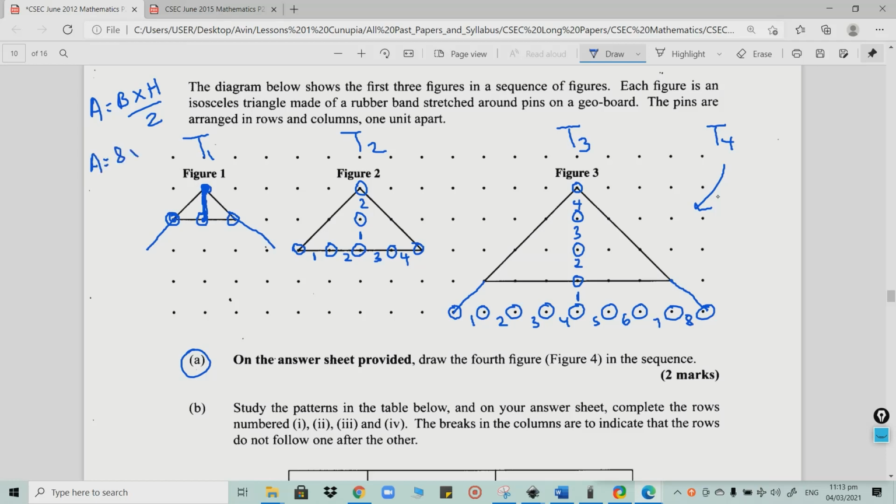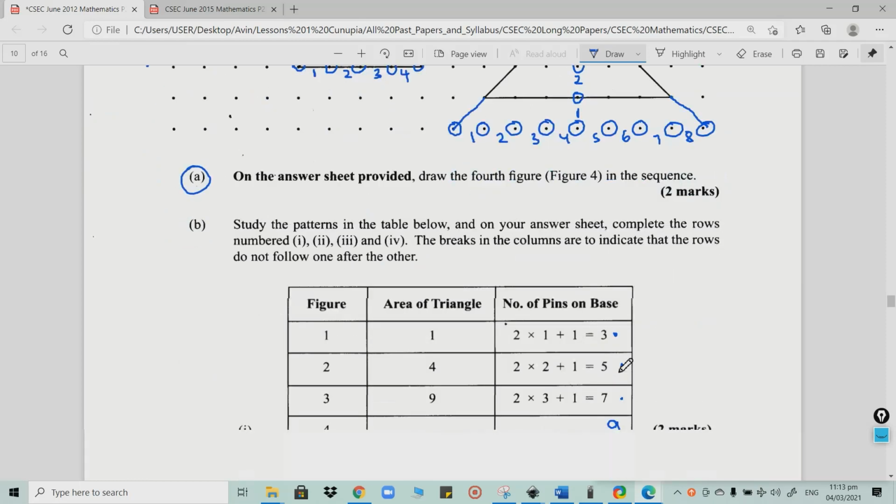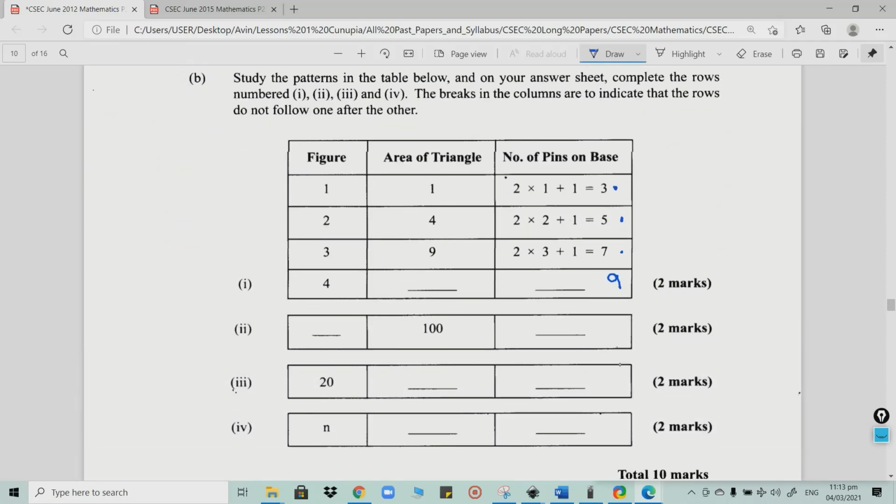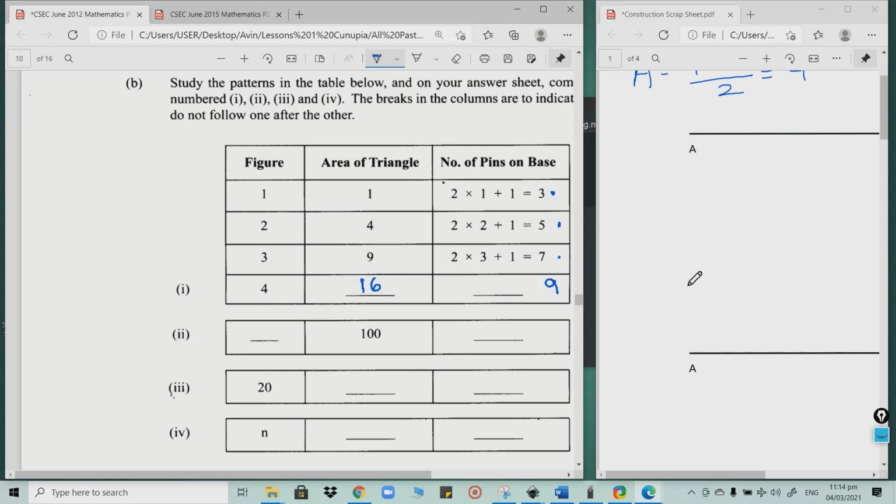The height is how much? 4, divided by 2. 8 by 4 is 32. 32 divided by 2 is what? 16. So my fourth figure, or fourth triangle, would have an area of what? 16. Now, the question here, we have to fill out all the blanks, right? So let me make this a little bit smaller so we can see everything.